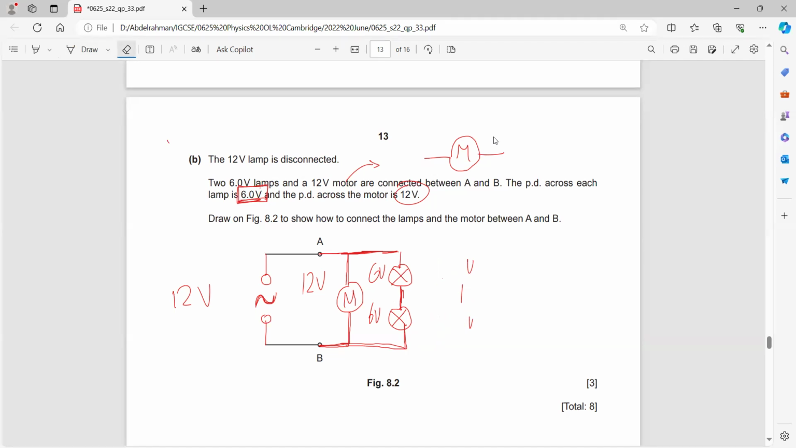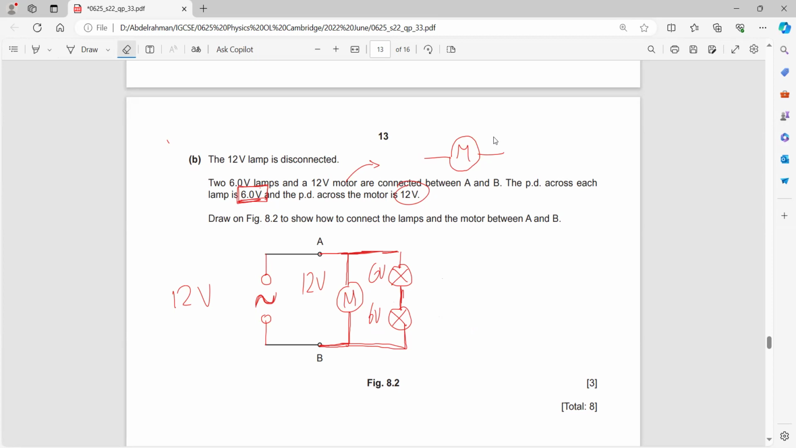So both of them are in series. What if I had, for example, 6 lamps in series? Each lamp will receive 2 volts. Why? Because 12 divided by 6 would be 2 volts. If I had 12 lamps in series, each lamp will receive 1 volt, 12 divided by 12. So basically, a series circuit.